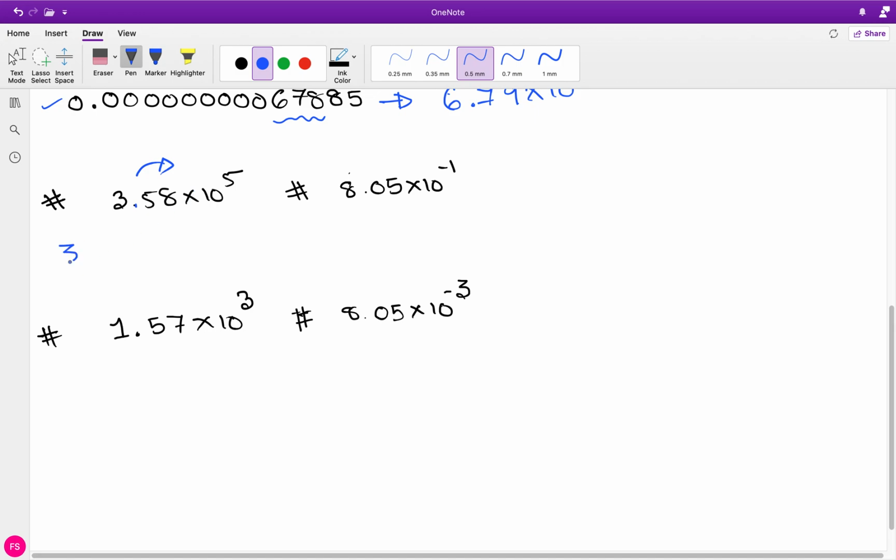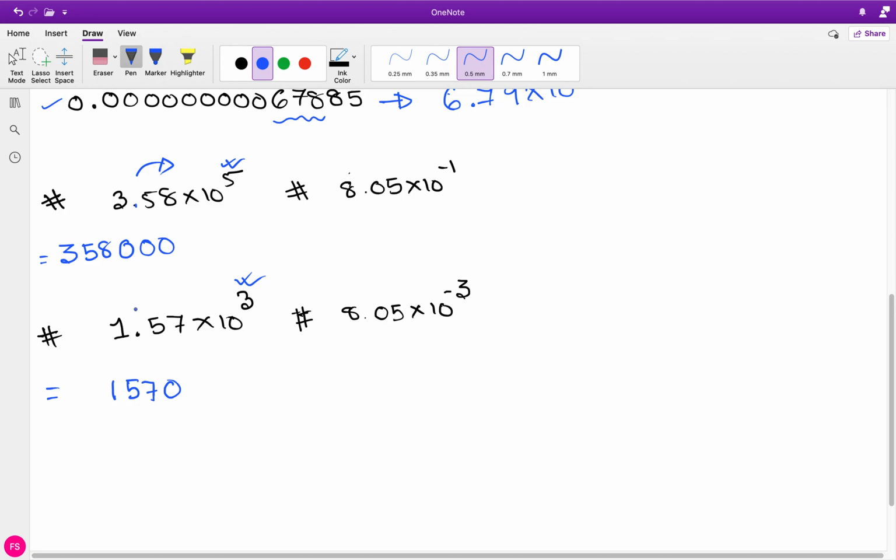I'm going to write 3, 5, 8. I've already used 2 digits from this. I have 3 left. That's why I'm going to write 3 more zeros. This is the answer for this one. Next question, 1.57 times 10 to the power of 3. I'm going to write 1, 5, and 7. We already used 2 digits from this 3. That means you have 1 digit left. So you have to write a 0 because I don't know what digit that was. That's why the answer is just going to be 1570.